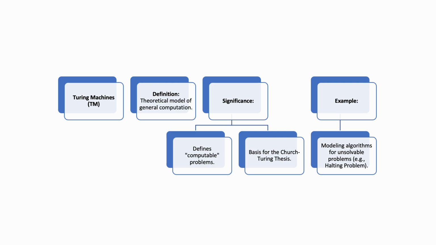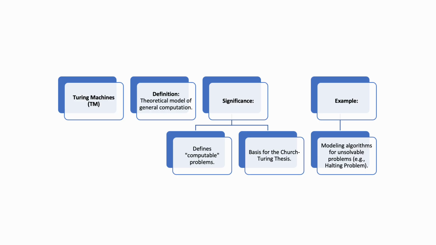Since you are all computer science folks, I'm pretty sure that you have heard of Turing machines. The definition: a theoretical model of general computation. The significance: it defines computable problems and is the basis for the Church-Turing thesis. The example: modeling algorithms for unsolvable problems such as the halting problem. I will not go into much depth on Turing machines, however, I'll share an example that will allow you to expand your comprehension.